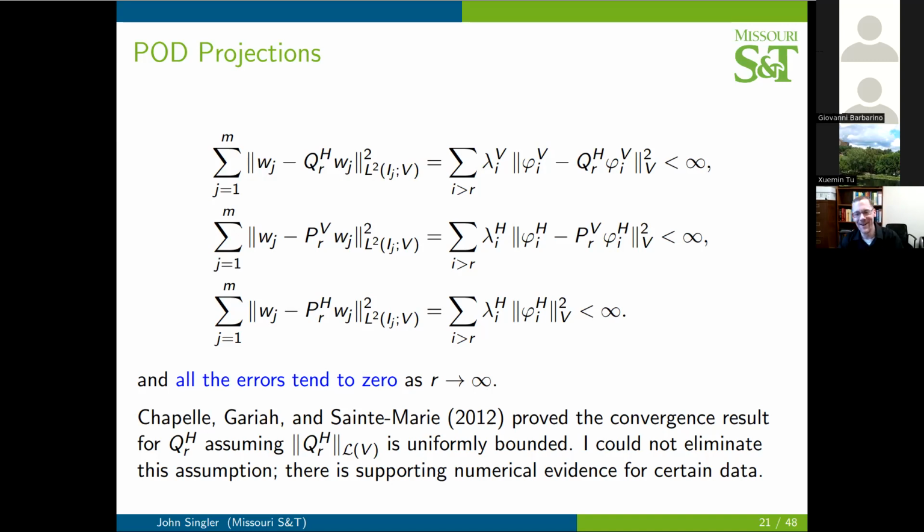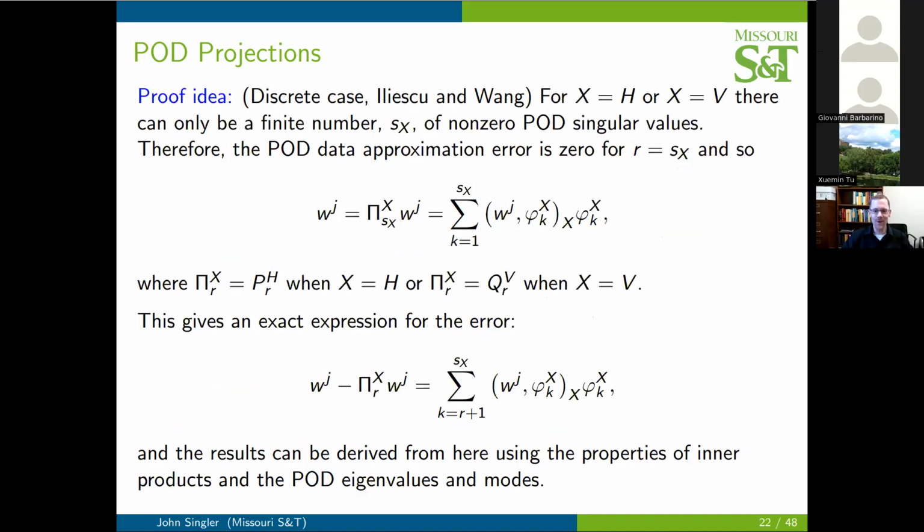All right. So, as I said, Tryon and Julong came a little later and did the discrete case. Quickly, this one slide: the proof idea in the discrete case is really nice. It's short. The idea is that in the discrete case, there are only so many non-zero POD eigenvalues or singular values. I'll call that number Sx. There's a finite number of them.